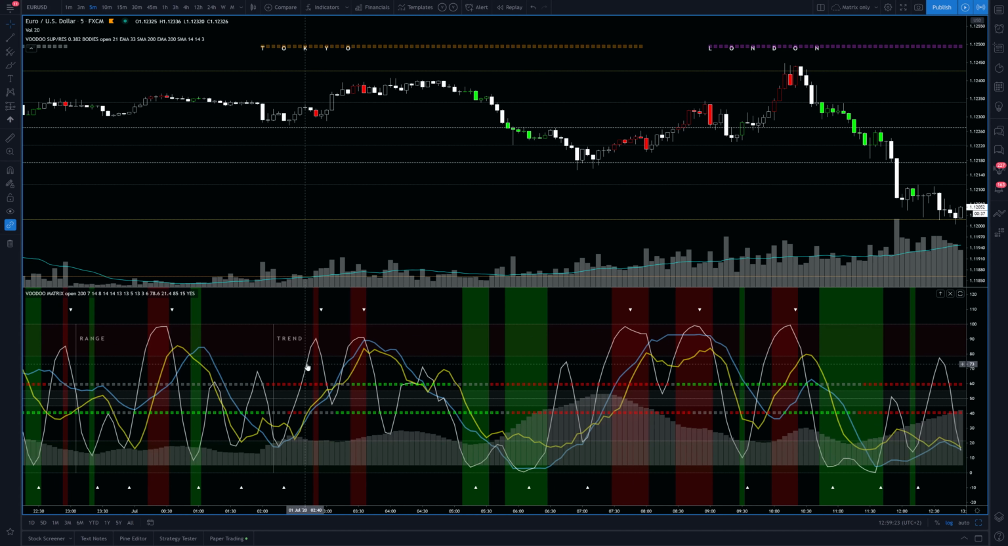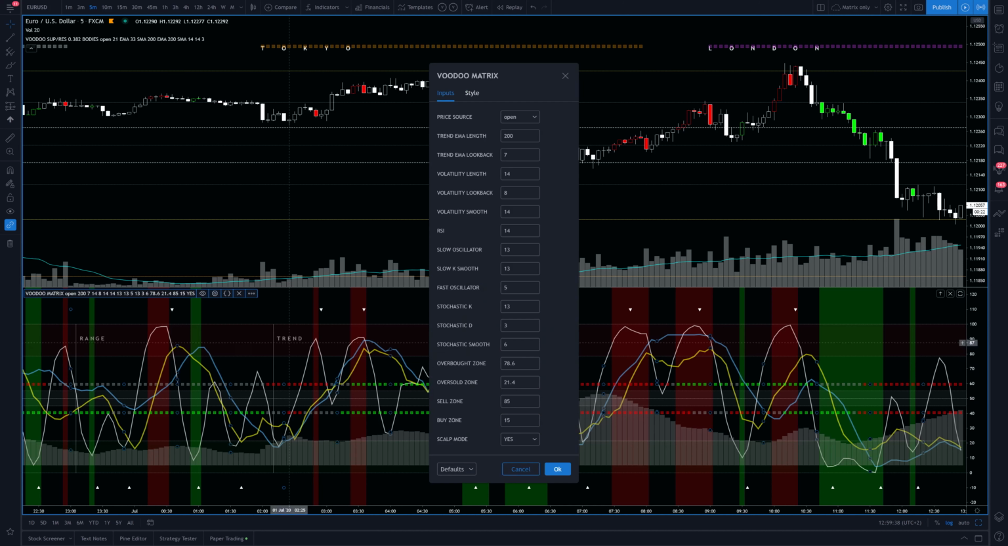Let's go to momentum oscillators. We'll start from the white one, which is the most important for scalping and timing. It is the fastest moving oscillator. Its formula is based on stochastic RSI. You can change its settings here in the fast oscillator and also the RSI. Higher values will mean this indicator will be less volatile. Lower values mean it will be more volatile.